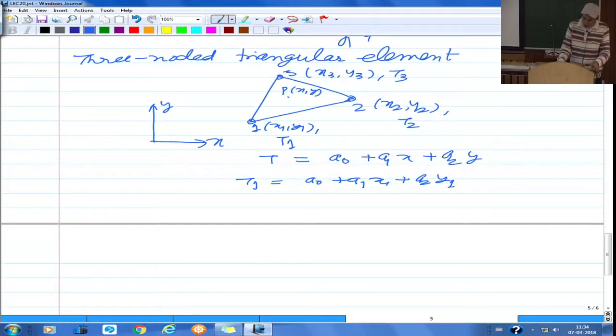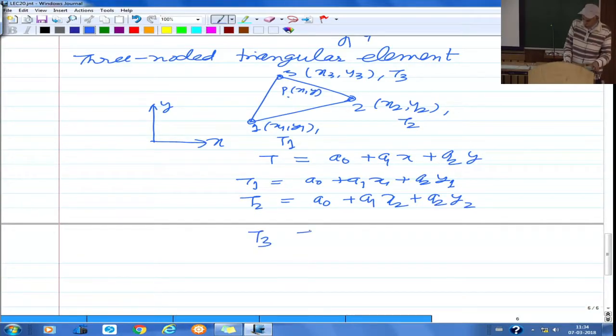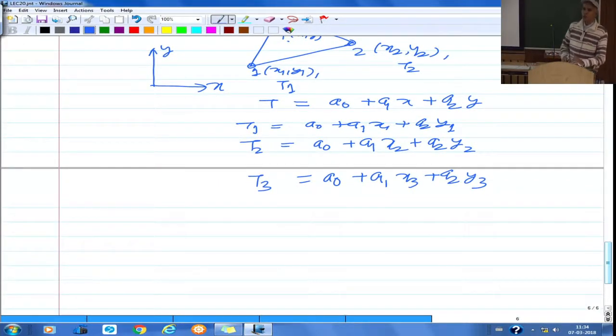Then at the second node, that is where x equals x2, y equals y2, the temperature T equals T2. So I can say T2 is equal to A0 plus A1 x2 plus A2 y2. Similarly, for node 3, I can say T3 is equal to A0 plus A1 x3 plus A2 y3. Now see what we want to do. We actually want to express these A0, A1, A2 in terms of T1, T2, T3. So the unknown constants in the approximate solution we need to express in terms of the degrees of freedom. So essentially we have to solve these three equations simultaneously.